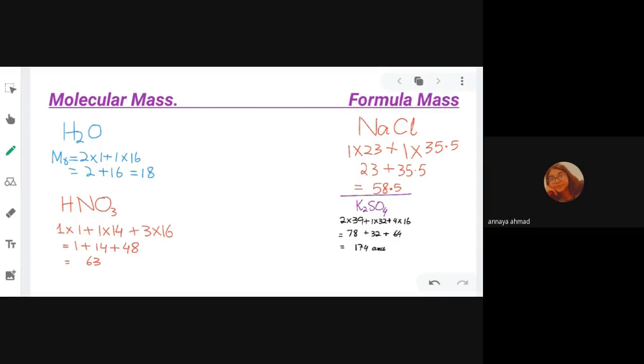I think you all understand, right? Sir, yes. So in this case, we're using mass number. I can still understand this, but 39, 32, and 16, I don't know what these are. Can you just repeat this again?